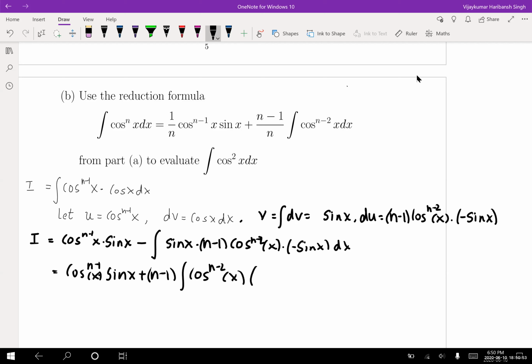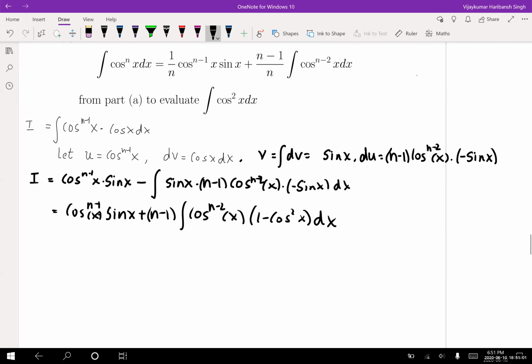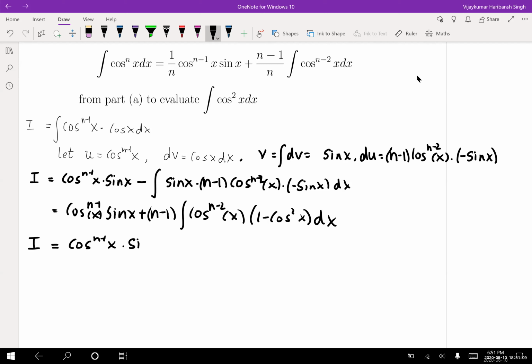So sine square x is same as 1 minus cos square x. I'm converting everything to cos, right? So this will give me I is cos to the power n minus 1 x times sine x plus n minus 1 times integration of, so this is going to be what? Cos to the power n minus 2 x minus, so the powers will add up to become what? Cos to the power n x dx.